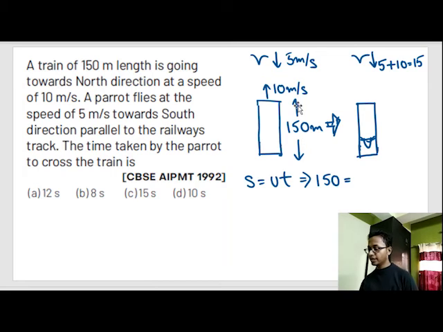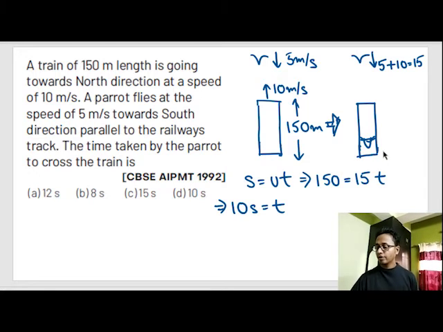To cross the train the bird has to travel 150 meters, but he has to start the journey from here and end it out here. u is nothing but the relative velocity of the bird with respect to the train, and time is what you have to find out. So from here the time taken comes out to be 10 seconds, and our correct option is option number D.